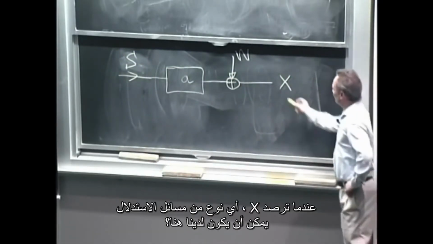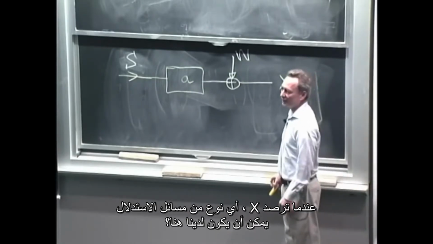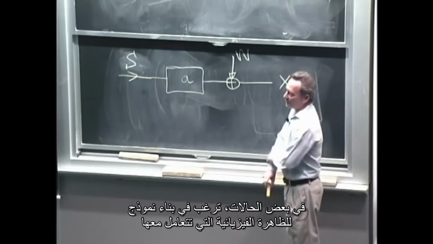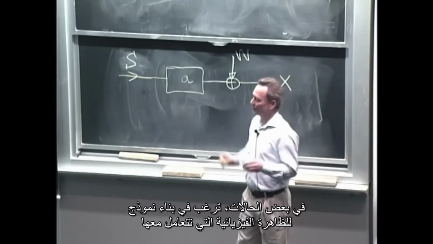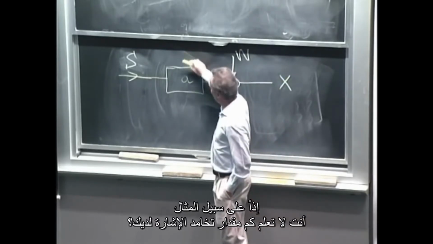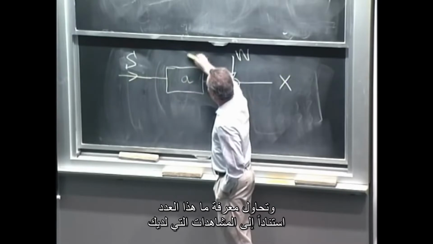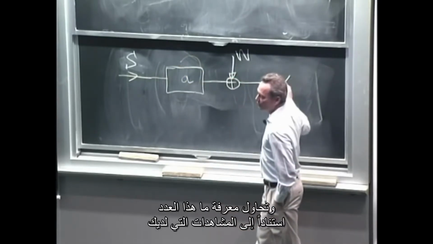So when you observe X, what kind of inference problems could we have here? In some cases, you want to build a model of the physical phenomenon that you are dealing with. So for example, you don't know the attenuation of your signal, and you try to find out what this number is based on the observations that you have.